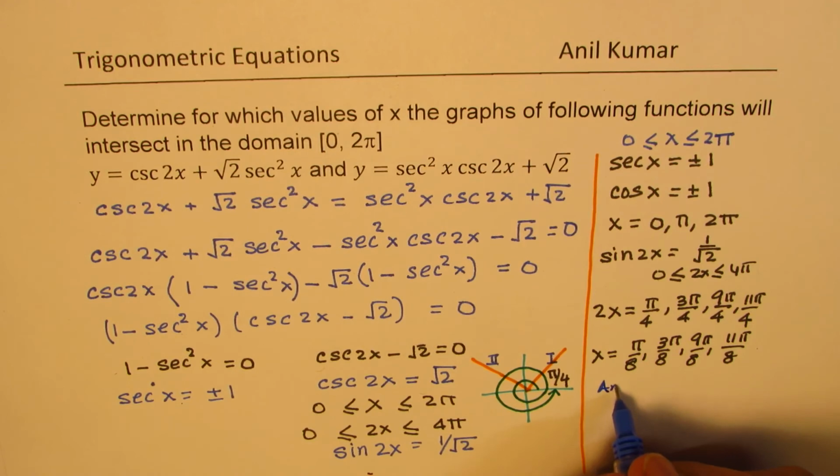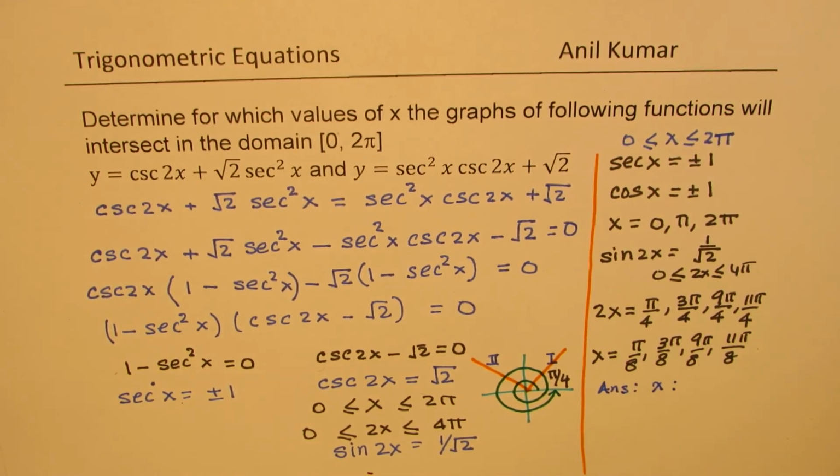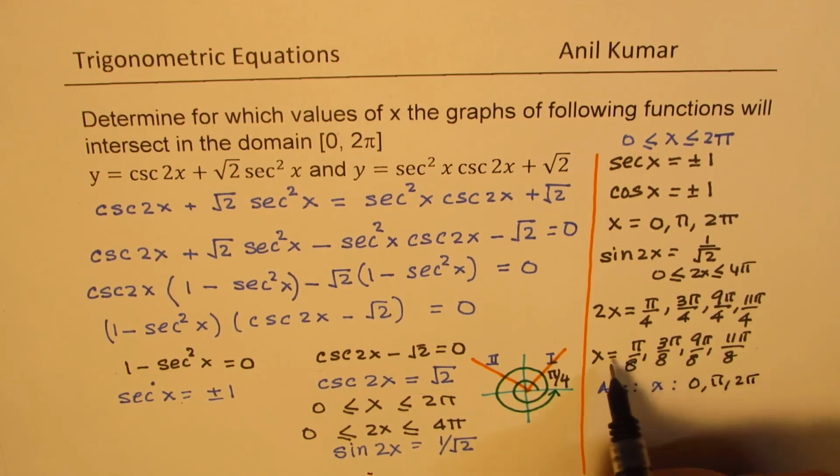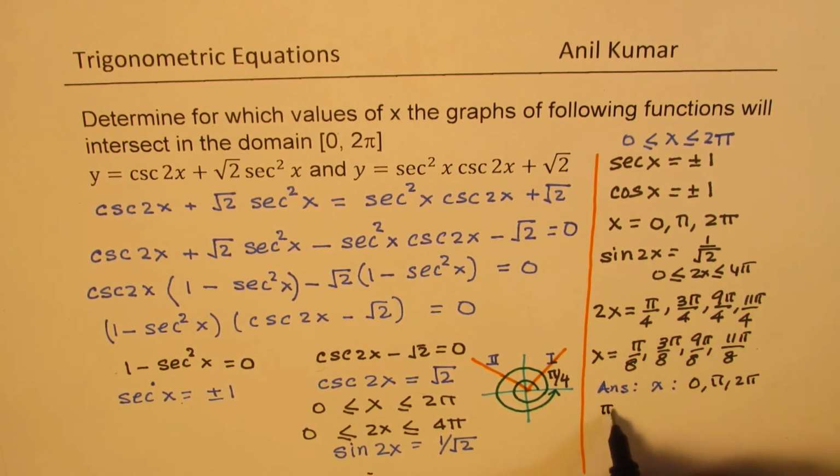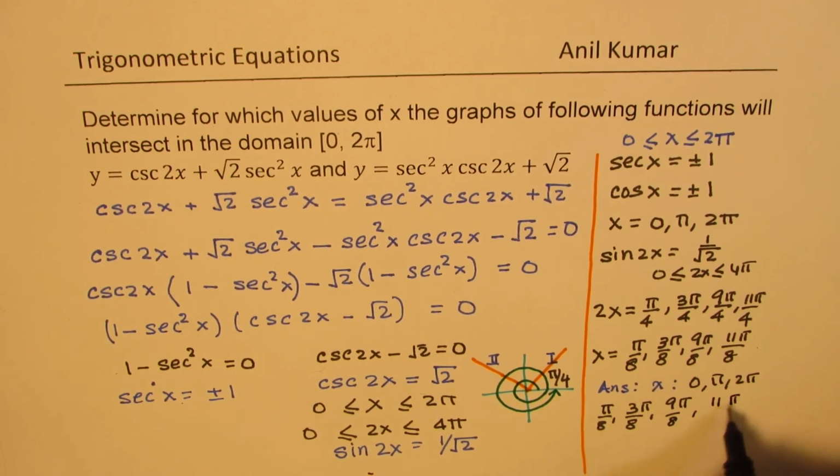So now we can write down our answer. The value of x is equal to, we basically get 3 answers for the first term: 0, pi and 2 pi. And then for the second term, we get the values pi by 8, 3 pi by 8, 9 pi by 8 and 11 pi by 8. Is that clear? So there are in all 7 solutions for the given equations. At these points, both the graphs are going to intersect.